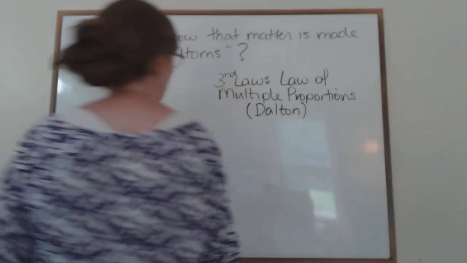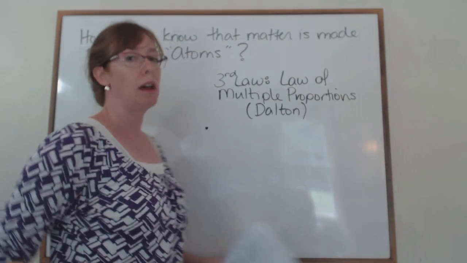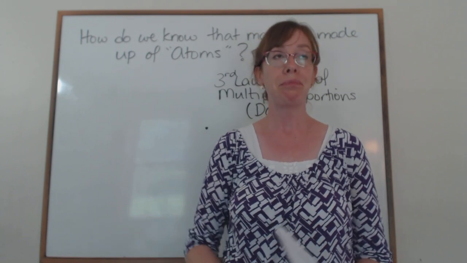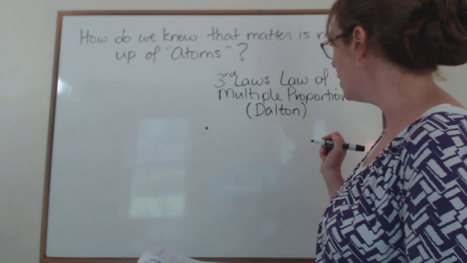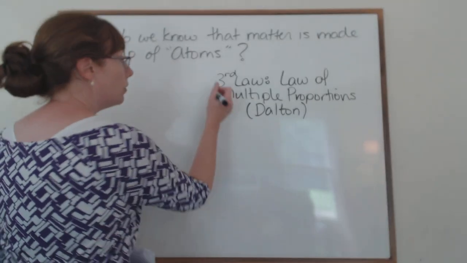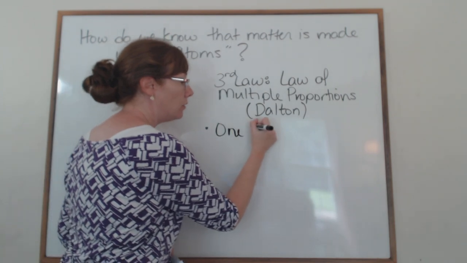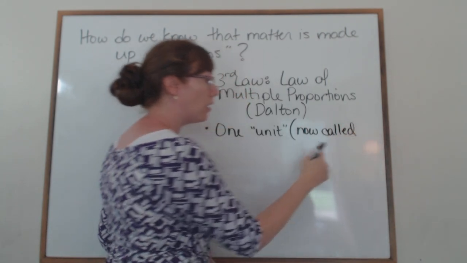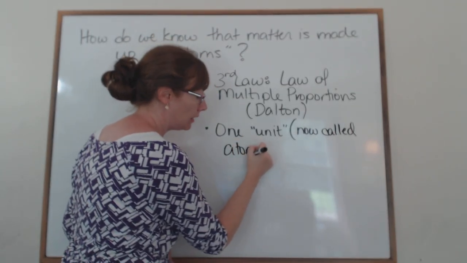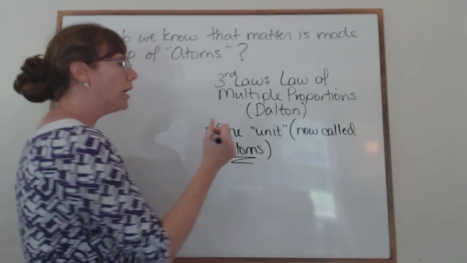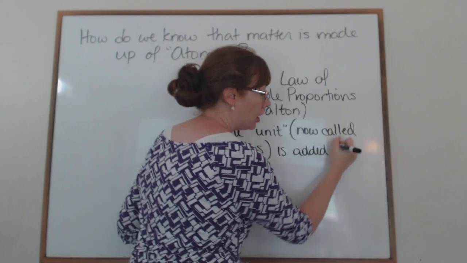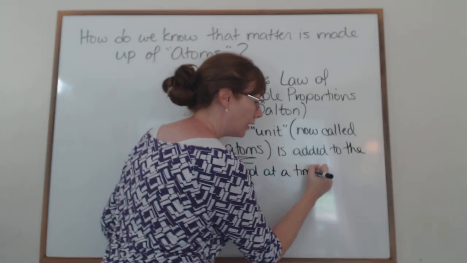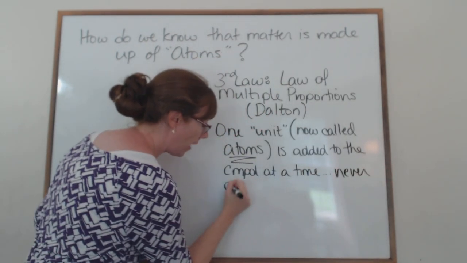The law of multiple proportions. I'm going to just jump straight to what was discovered because it takes a bit of time to show you all the evidence. You can read about it in your book. But let me jump to what was discovered. He discovered that one of these units, which he is going to be the first person to formally call atoms, so he's going to bring it full circle and call them atoms, is added to the compound one unit at a time. Never a fraction of a unit.